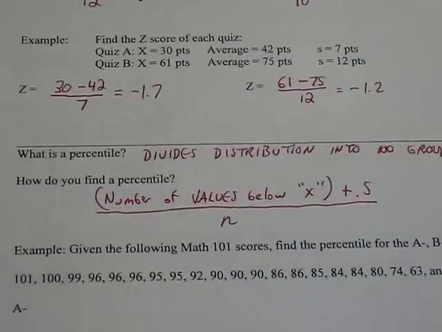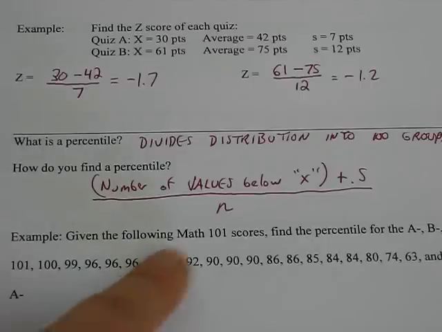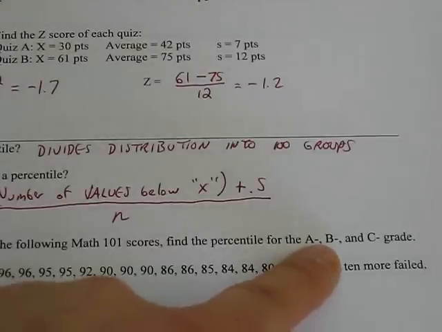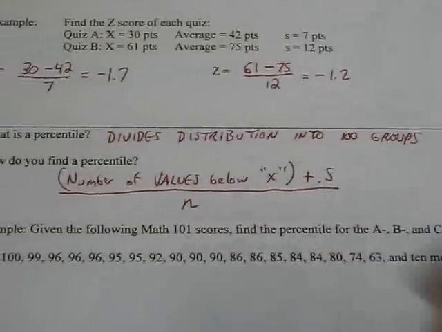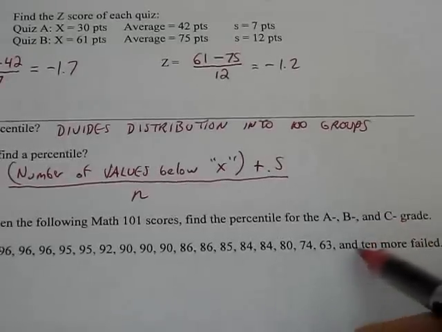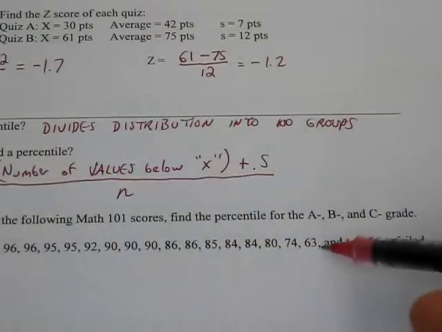So what I have here are some hypothetical Math 101 scores. I'm going to find the percentiles of A minuses, B minuses, and C minuses. Now, the data is sorted from high to low, and I also want to point out that there are 10 scores that were not put into this data because they were below a D.